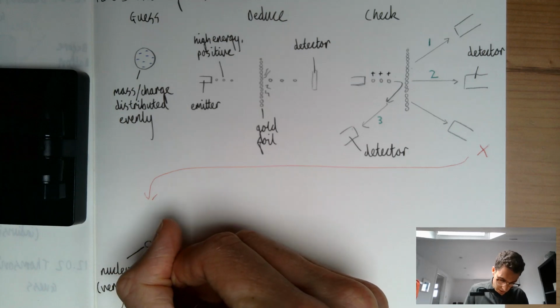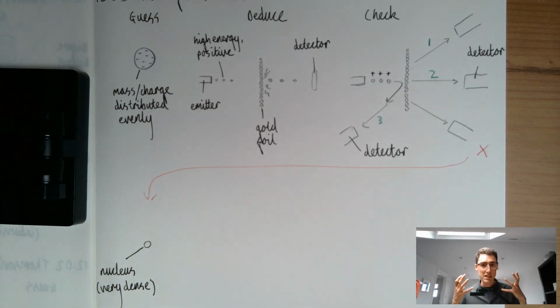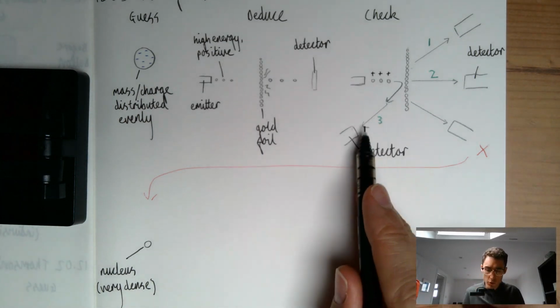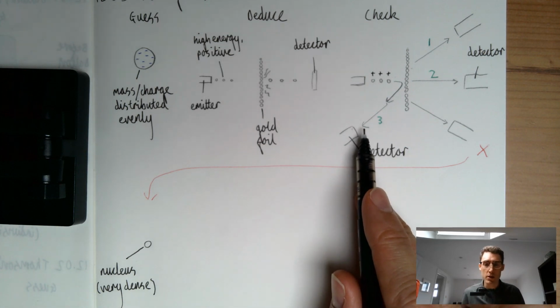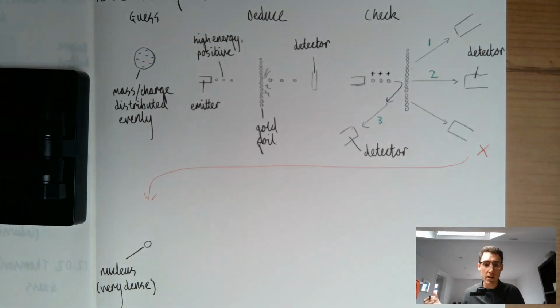The fact that some of them bounced back made him think, this nucleus must be super, super dense. All of the mass of the atom must be concentrated in this very tiny area. That's the only possible way this very small number of alpha particles could have bounced back. Because they're so high energy, they would have had to meet something incredibly dense in order to bounce back. Otherwise, it makes no sense whatsoever.